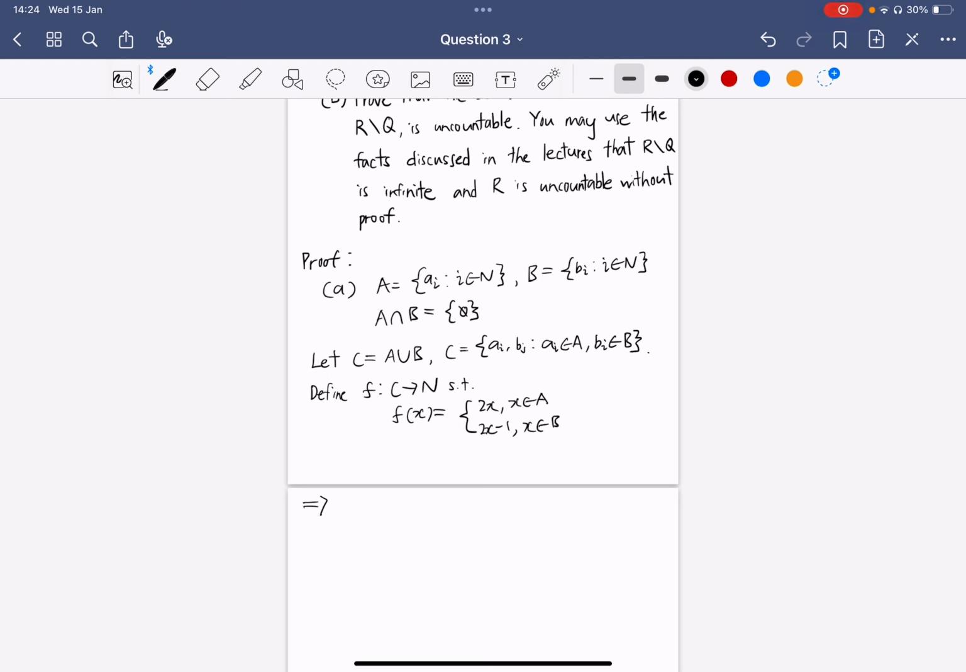Now, this implies that for all elements C in the set C, there exists an element M in the set of natural numbers such that M would be equivalent to 2C if C is also from the set A, and M would be 2C minus 1 if C is from set B. Thus, we have shown that f is injective or one-to-one.